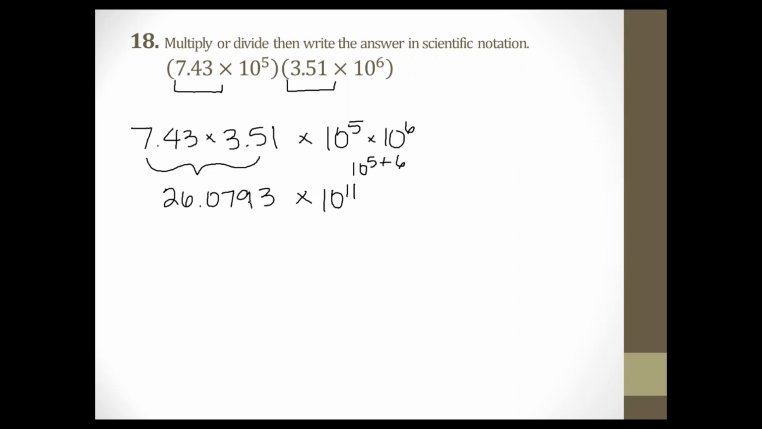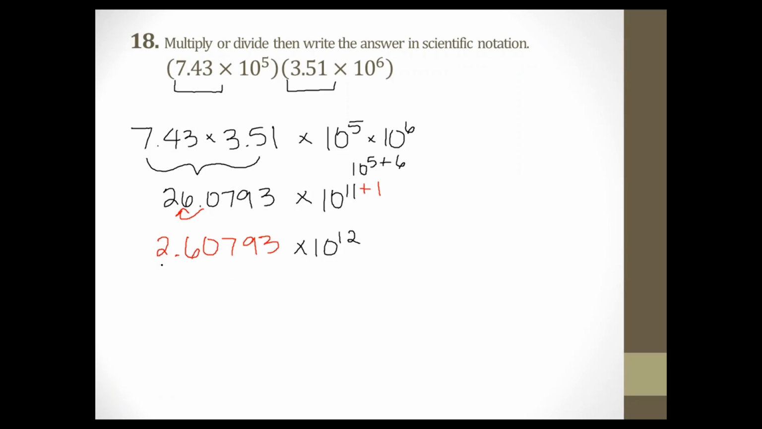Now right now this is not in scientific notation. Remember that this first number needs to be between 1 and 10. So 26 is obviously more than 10. So we need to move this decimal 1 to the left to make it 2.6. And we can round this. Well, I'll go ahead and write it all out for now. And now if we move it 1 to the left, that means we're going to have to add 1 to my exponent. So that's going to be times 10 to the 12th.